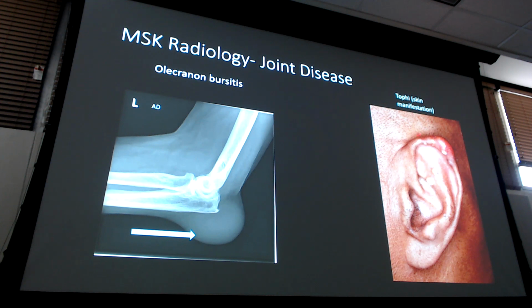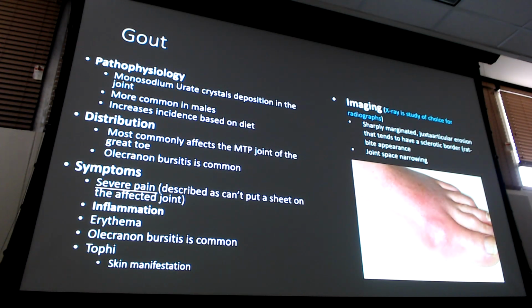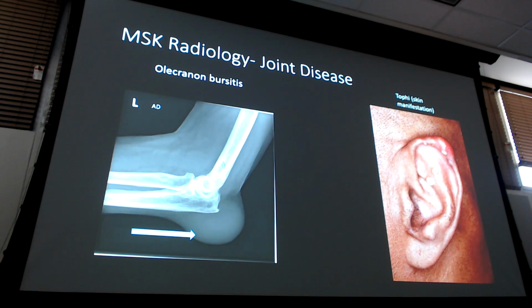Tophi's over here in the ear. You see this a lot in gout patients too. Those are usually, they can be painful. Sometimes they're not painful. It just depends on kind of where they're at in their stage. But ultimately for you guys, for this, it's going to be the ear, right? Rat bite appearance, gout. You guys know the patient population from PATH. Okay. Questions on gout?